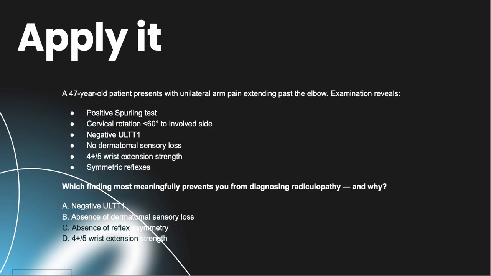Here's another little quiz for you. Go ahead and read this. The answer to the question is C, absence of reflex asymmetry. Remember, cervical radiculopathy is defined by, quote, the objective loss of sensory and/or motor function, and clinically that often includes an altered reflex pattern. Here we have provocation signs that raise the probability, but without an objective deficit, especially reflex change, the safest conclusion is radicular pain or irritation, not a confirmed radiculopathy.